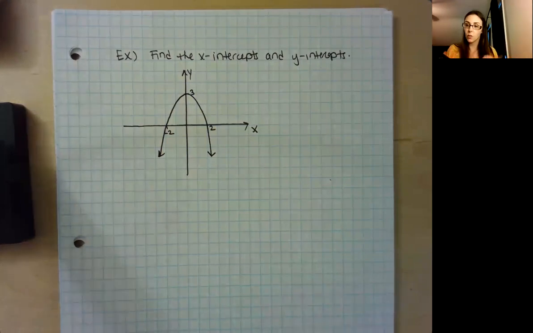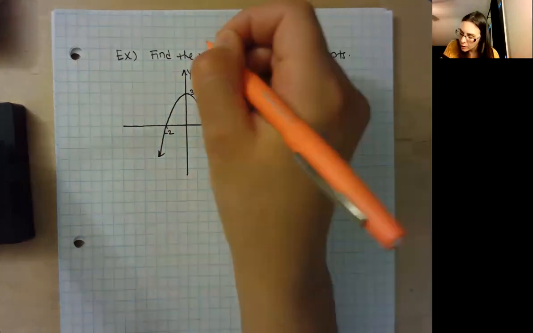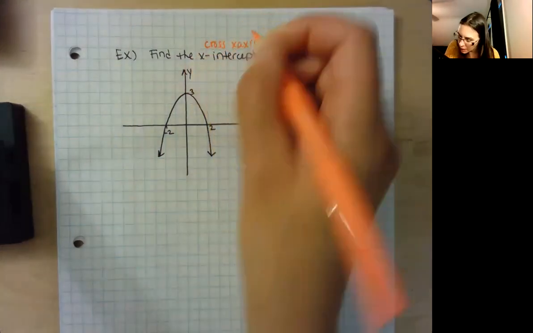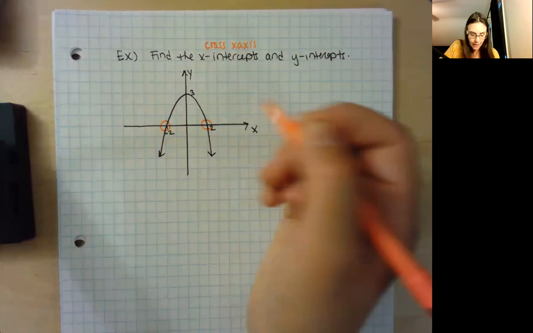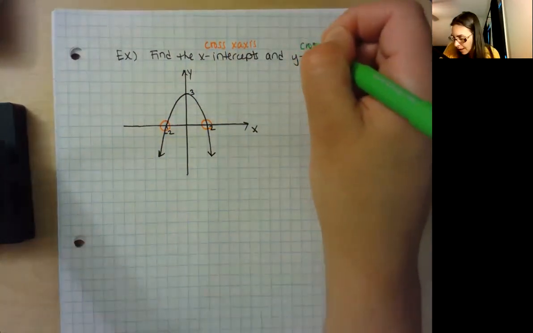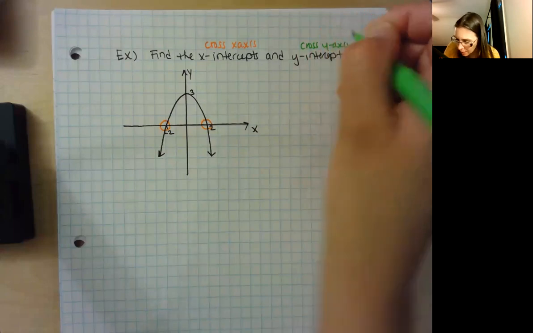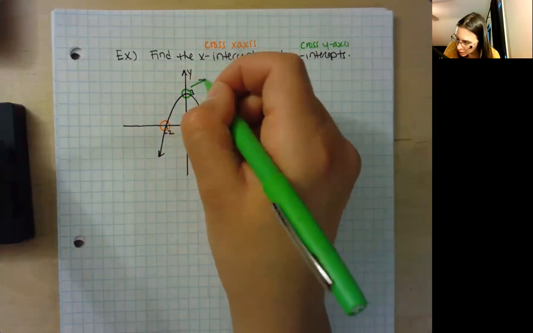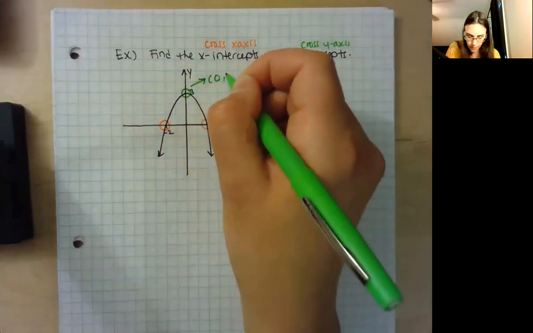but I could still find the x and y intercepts because the x-intercepts is where you cross the x-axis. So I can see that they're here and here. And then the y-intercept is where you cross the y-axis. So it's here. So this is my y-intercept. It's going to be 0, 3.